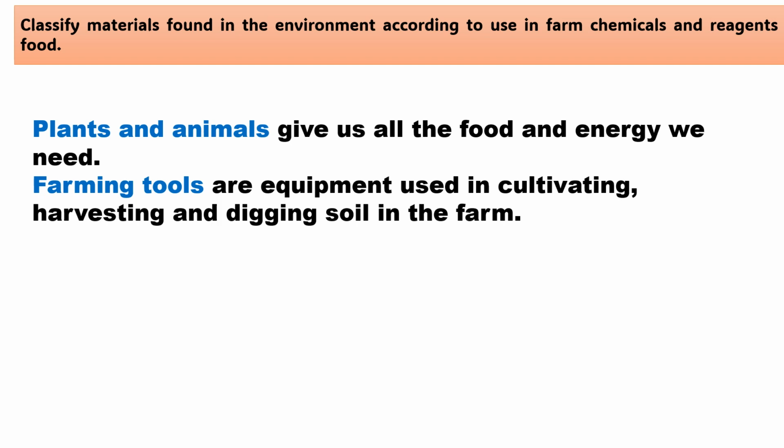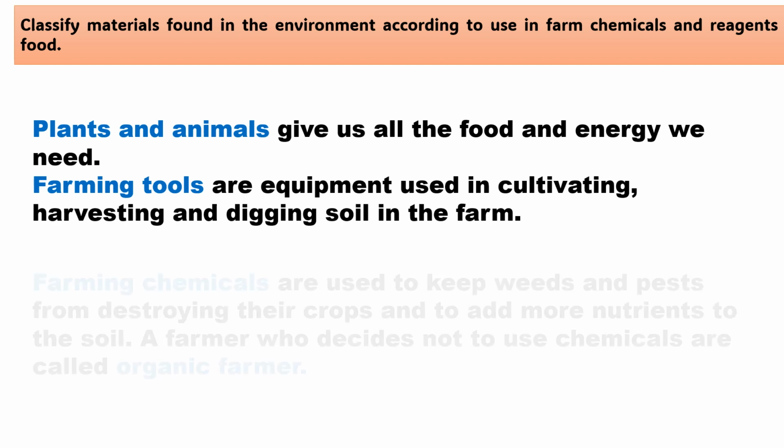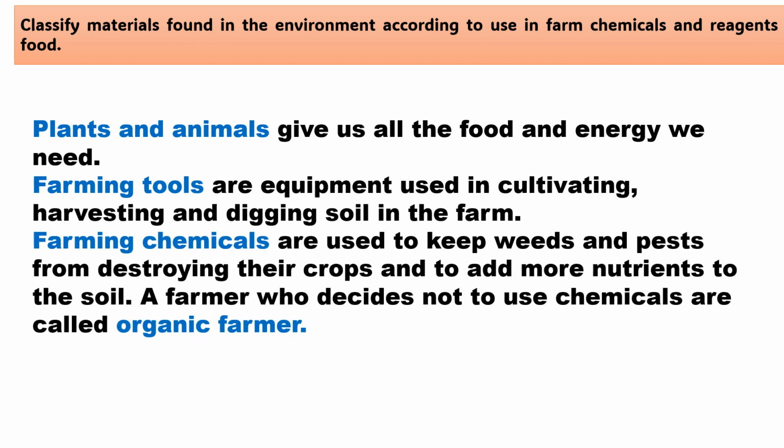Farming tools are equipment used in cultivating, harvesting, and digging soil in the farm. Farming chemicals are used to keep weeds and pests from destroying crops and to add more nutrients to the soil. A farmer who decides not to use chemicals is called an organic farmer.